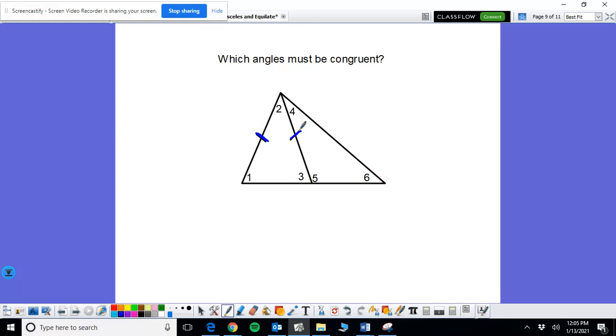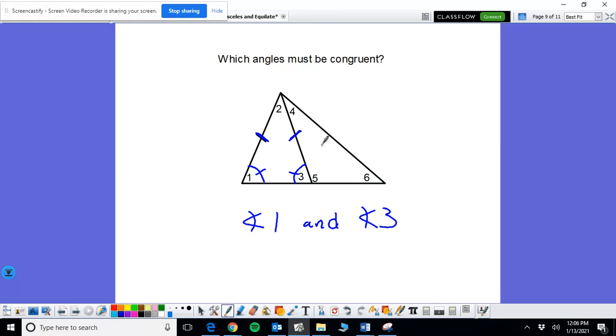Two sides that are the same, find your base angles. That means the ones that are opposite these sides. Remember I showed you, follow the arrows, make your little arrows like that. All right, so if I do that, that means angle 1 and angle 3 are the same size. And that's it. So angle 1 and angle 3, that's all.